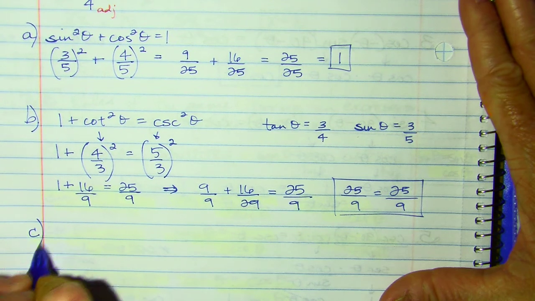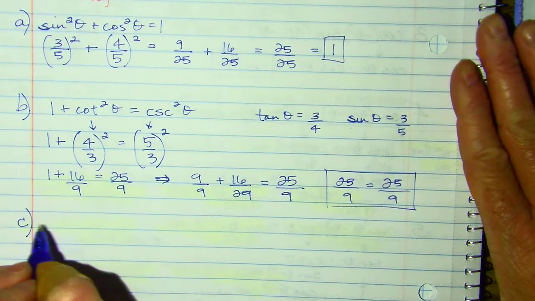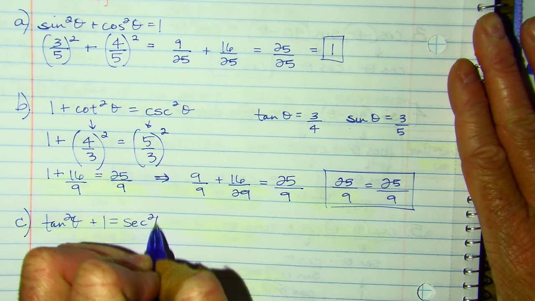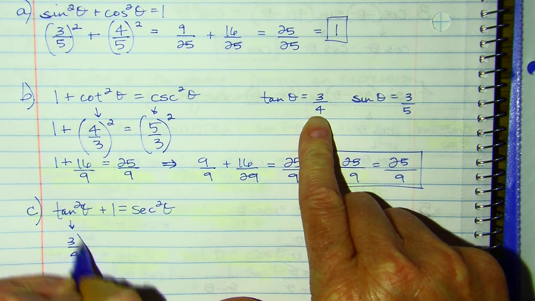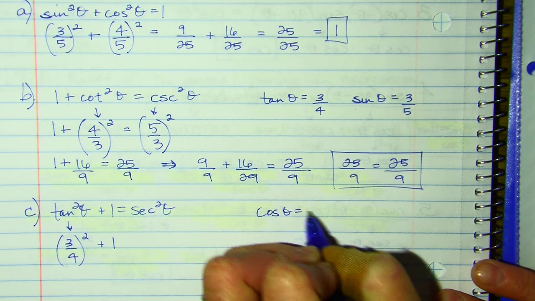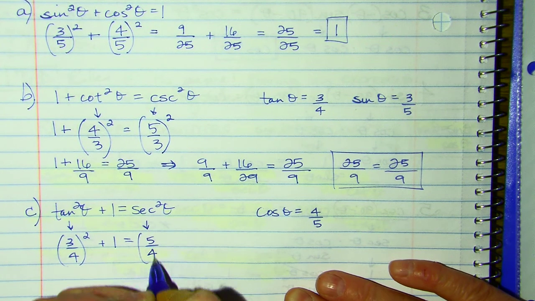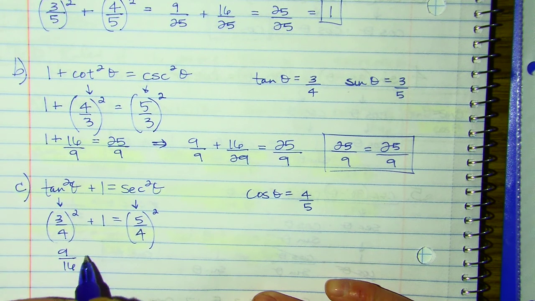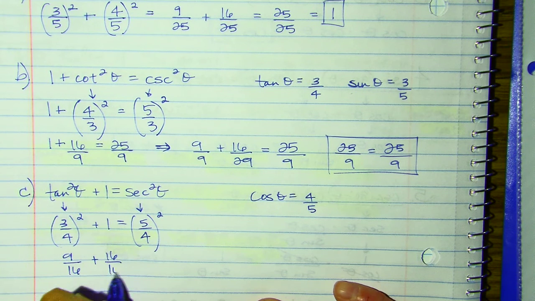So let's prove that final one, that the tangent squared of theta plus 1 equals the secant squared of theta. So we wrote above what tangent of theta is. So this is 3/4 squared plus 1. Secant is the reciprocal of cosine, and cosine would be 4 over 5. So secant squared would be 5 over 4 squared. So this gives me 9 over 16 plus, I got to make this a common denominator, so this would be 16 over 16, right?